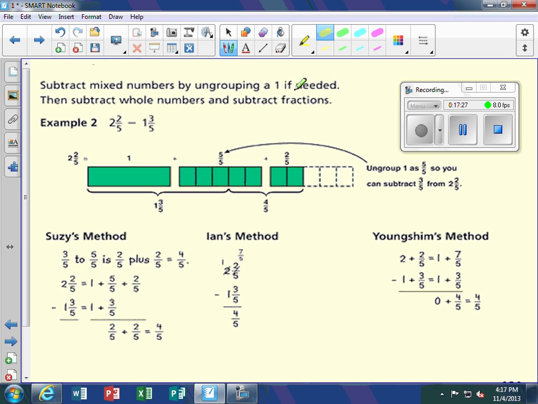Subtract mixed numbers by ungrouping a 1 if needed, then subtract whole numbers and subtract fractions. So here you've got 2 2/5 minus 1 3/5. The denominators are like, which is good, so copy that problem down.